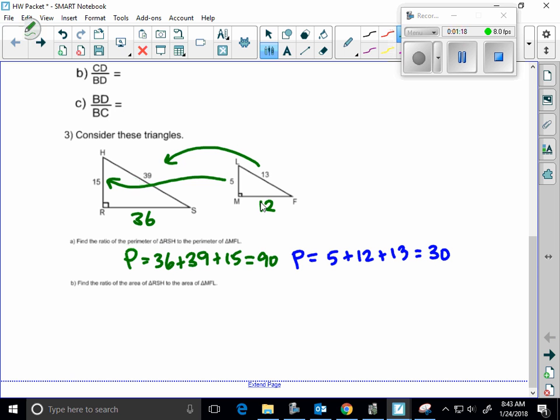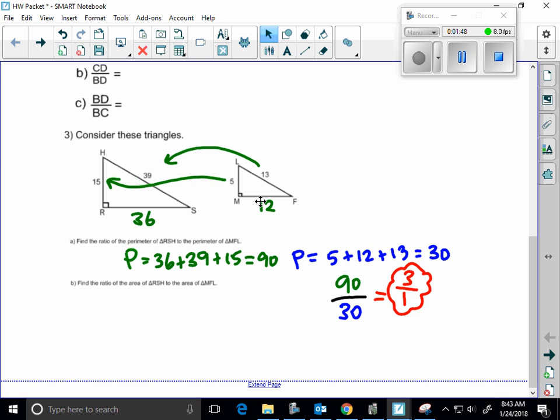So the ratio of the perimeters would be 90 to 30, which I would love if you would reduce. It would be really nice if you reduce this to a ratio of 3 to 1. Perimeter of larger to smaller. Oh, that's pretty cool. The triangle is 3 times bigger, so the perimeter ratio is 3 to 1, 3 times bigger. Okay, cool. So that's part A. Part B, find the ratio of the areas.